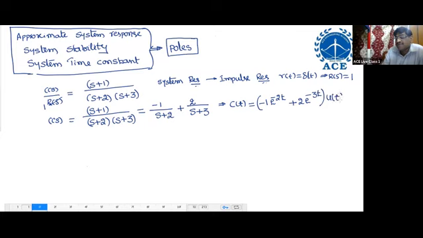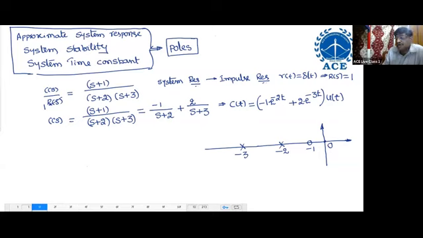By default you can write u of t. See, this is the system response. If you observe the system response, what does it consist of? E power minus 2t, e power minus 3t. For example, for the transfer function, I'll represent the poles and zeros. What are the poles and zeros? So this is the zero. The zero location is minus 1. One pole is minus 2. One pole is minus 3.